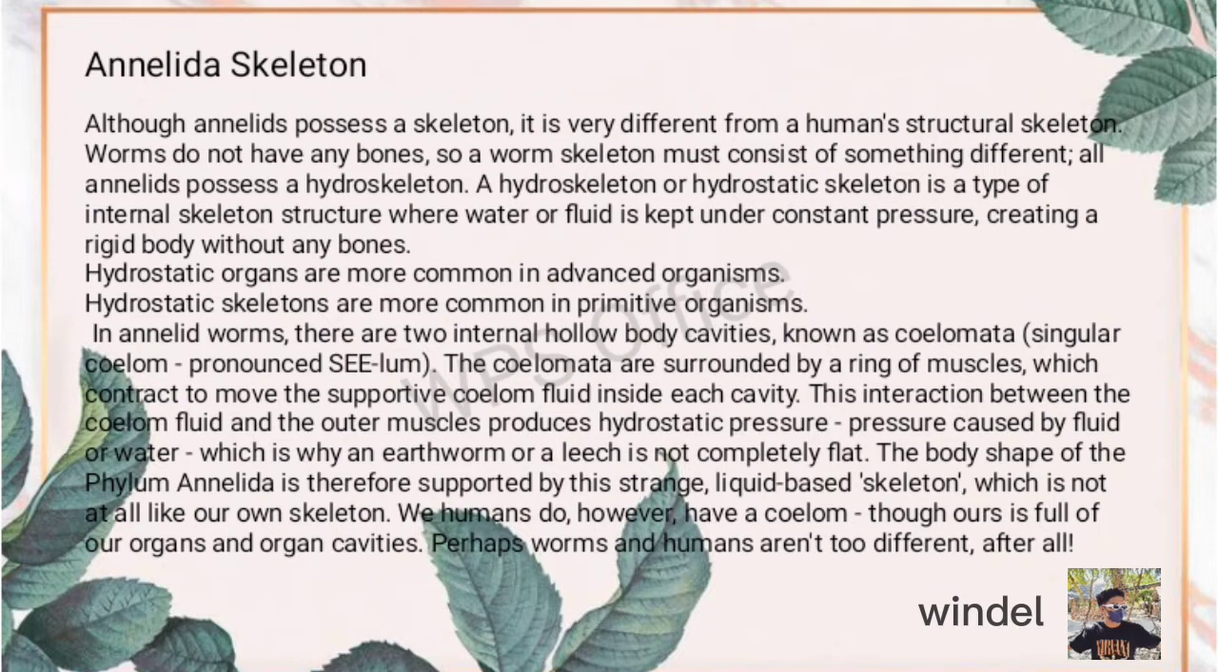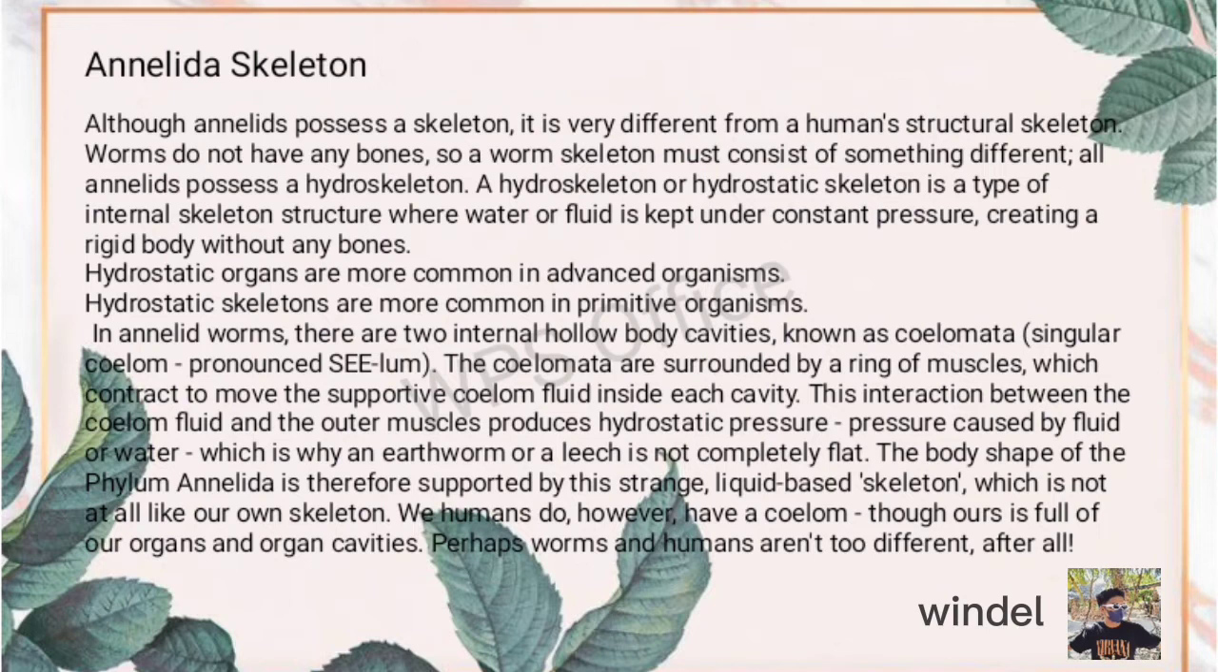In annelid worms, there are two internal hollow body cavities known as coelomata. The coelomata are surrounded by a ring of muscles which contract to move the supportive coelomic fluid inside each cavity. Think of a small donut inside of another bigger donut. That's the mental image of coelom spaces with fluid in between. This interaction between the coelomic fluid and the outer muscles produces hydrostatic pressure.